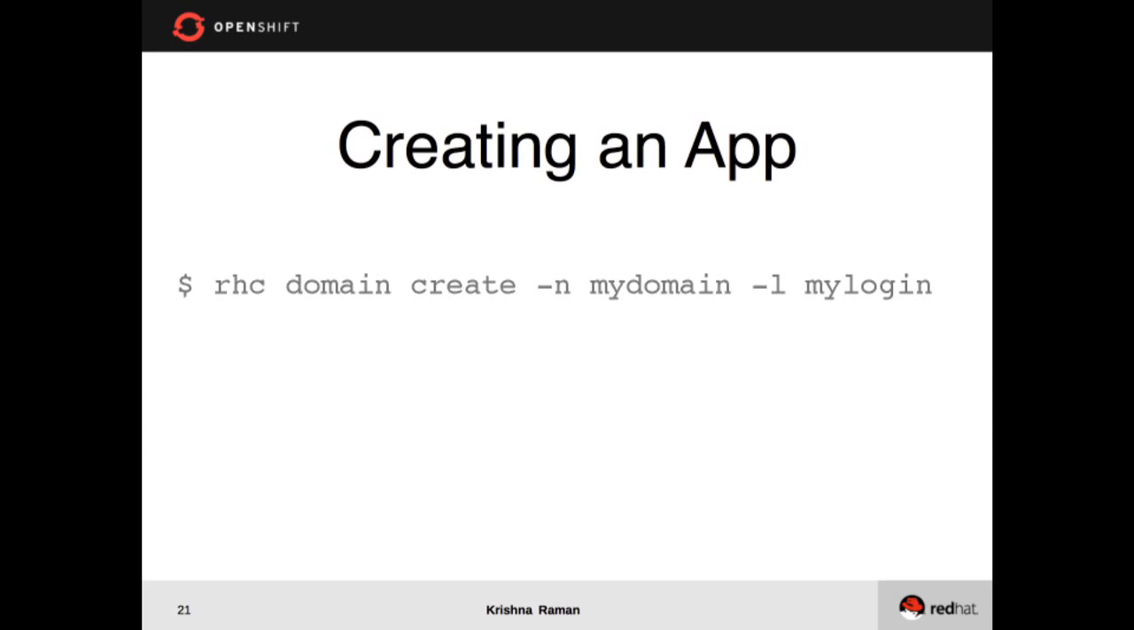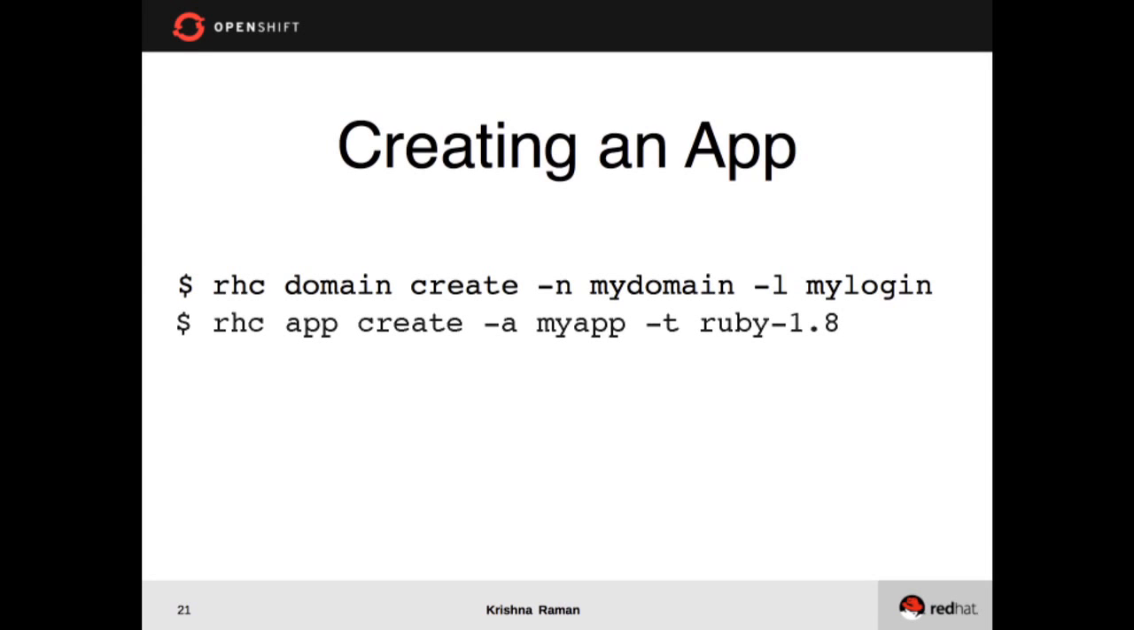The first thing you do is create a namespace. A namespace is basically just a unique area for a developer to work in. He can create multiple applications within that namespace, and it allows us to make sure that those app names don't conflict with anyone else on the system.